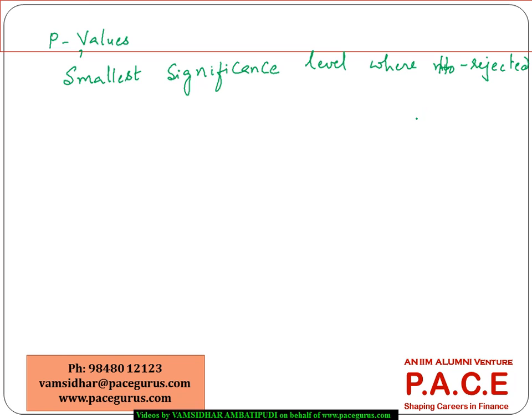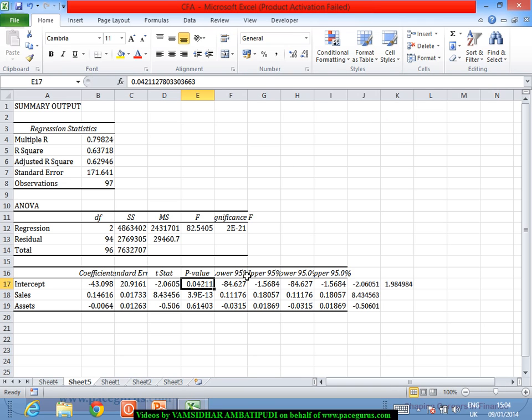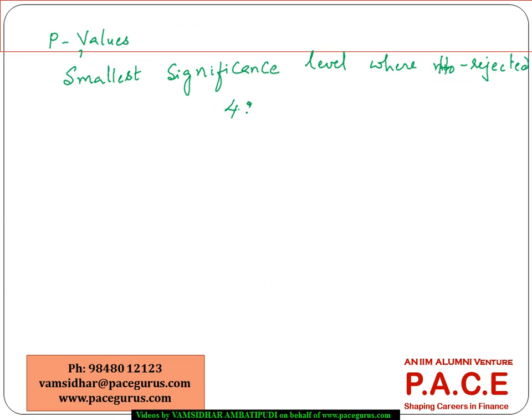What does that mean? So in this case we have 0.0042. When I convert them into percentages, this is around 4.21%. So at that smallest significance level, at the significance level of 4.21% and above, we can reject the null hypothesis.